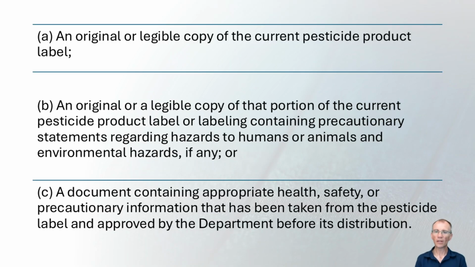A. An original or legible copy of the current pesticide product label. B. An original or a legible copy of that portion of the current pesticide product label or labeling containing precautionary statements regarding hazards to humans or animals and environmental hazards, if any. Or C. A document containing appropriate health, safety, or precautionary information that has been taken from the pesticide label and approved by the department before its distribution.